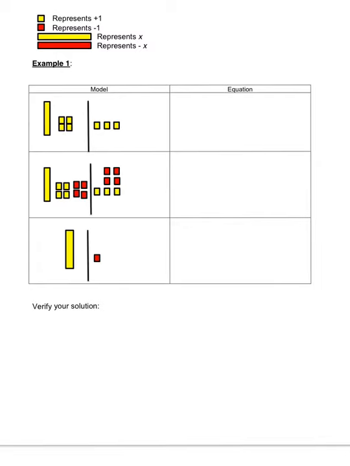We're going to use algebra tiles to help us solve and model our algebraic equations. First, always start by looking at the legend to determine which color represents your positive and your negative tiles. So for our first equation, on the left-hand side, we have x plus 4 tiles equals 3. We want to isolate the variable, which means we want to get the x all by itself.